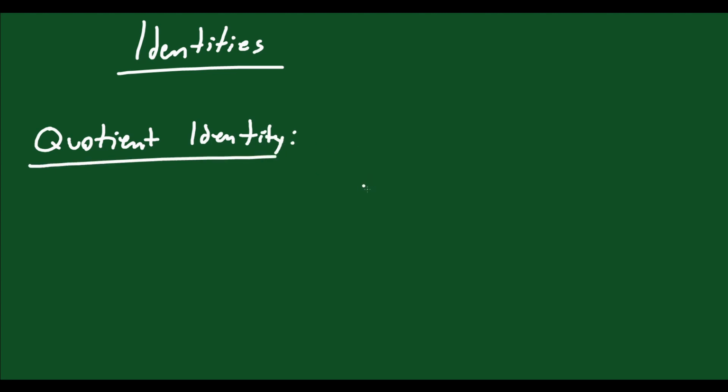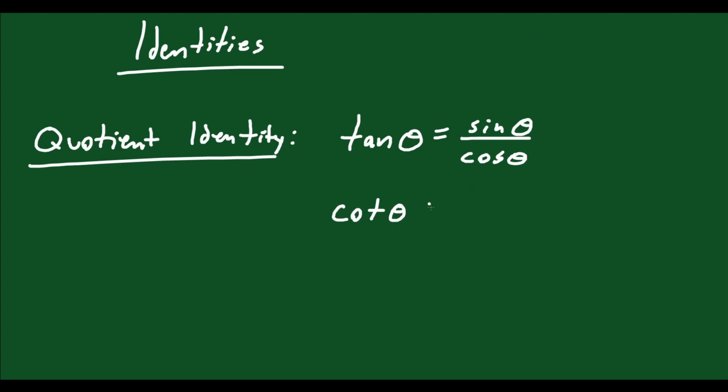Okay, the quotient identity says that tan of theta equals sine theta over cos theta. That's the one I just mentioned previously, right? And cotangent theta is equal to cos theta over sine theta. Again, one I just mentioned. These are your quotient identities, okay? So not too bad, not too intimidating. But we also have some other things, right? We have the reciprocal identities.